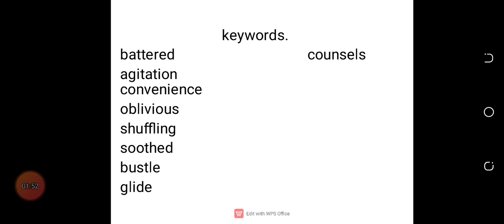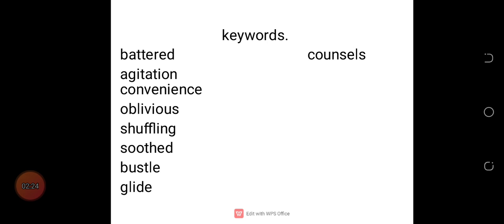So let's quickly look at the keywords you are likely to come across in the poem. Some keywords are battered, agitation, convenience, oblivious, shuffling, suit, bustle, glide, and counsels. Very good.